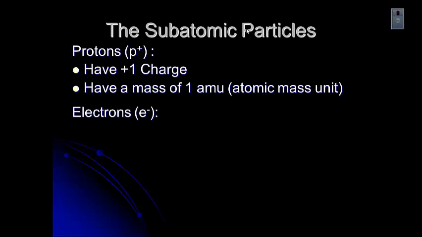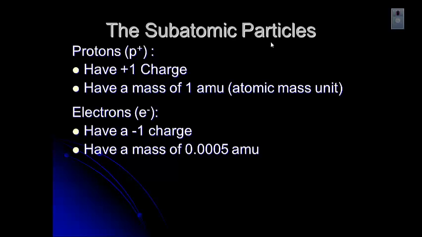An electron is abbreviated with an E minus, the minus because it has a negative 1 charge, and it has a mass of about 0.0005 AMU. Now, I don't really need you to know the exact mass of an electron, but what I do need you to know is that in terms of its mass, it is much, much smaller than a proton. It's almost negligible when you consider the mass of an atom. The electrons are really tiny compared to the mass of the whole atom.